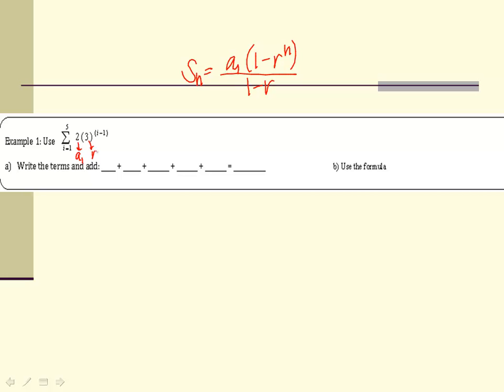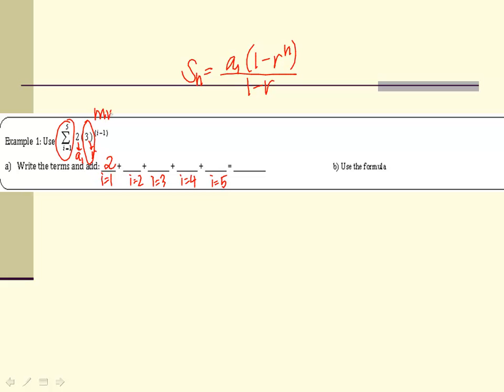So I'm going to start at 1. My first term is 2. In order to find my second term, so this is when i equals 1, i equals 2, i equals 3, i equals 4, and i equals 5. That's what this summation means. We talked about that yesterday. But taking a look, this says multiply by 3 every time.